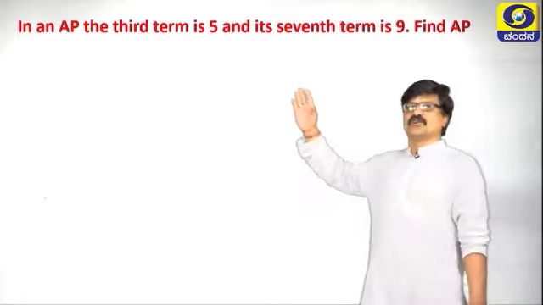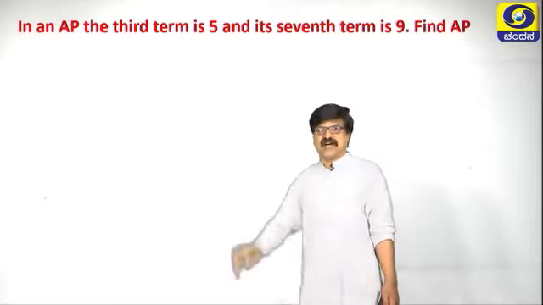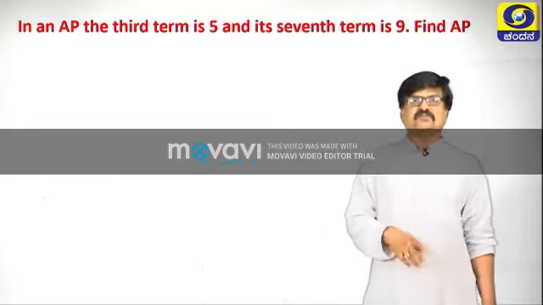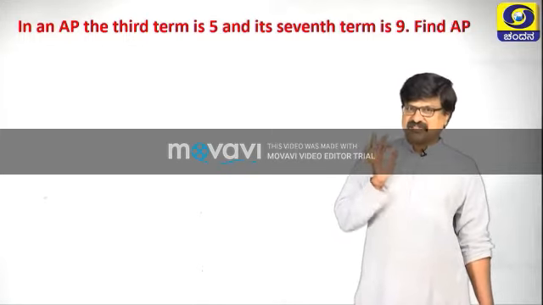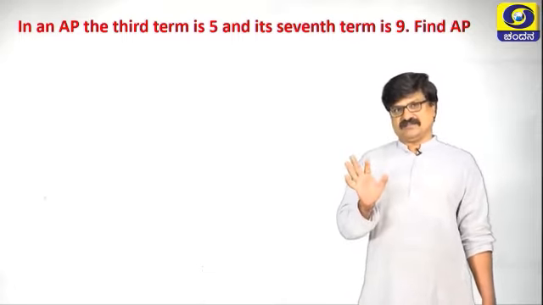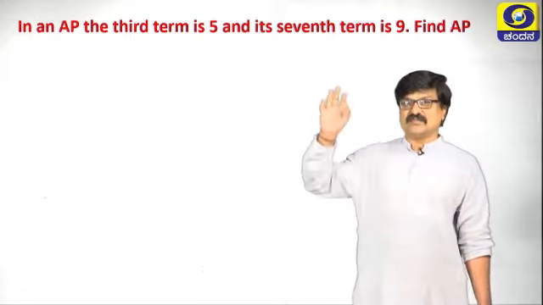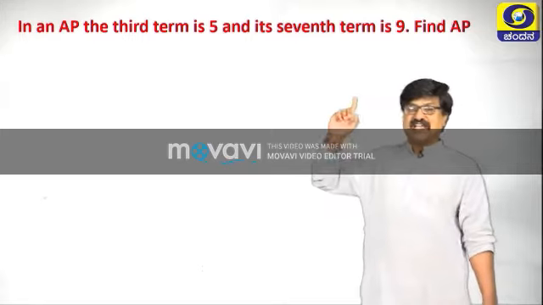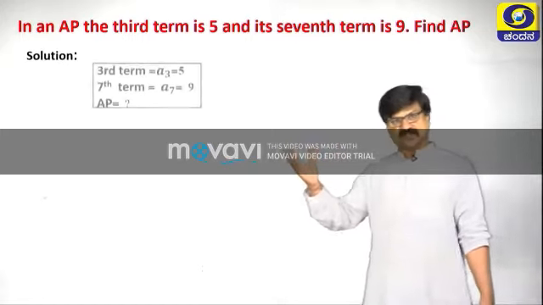Again, one more problem is here. In an AP, the third term is 5 and its 7th term is 9. Find the AP. Again you read. So, the first step is to understand the given problem properly. Write the data which is there in the given problem properly. You must know what we have to find in this problem carefully. Let us write the solution for this.